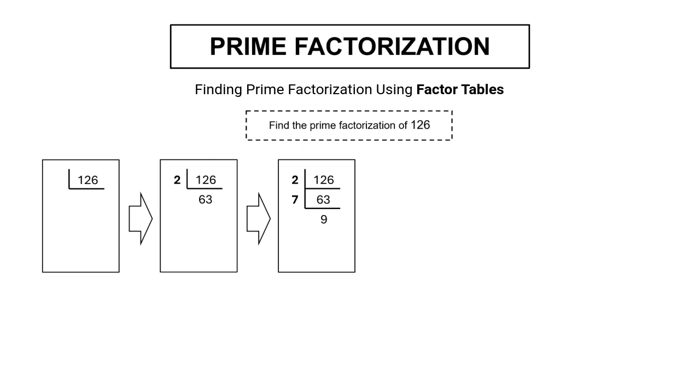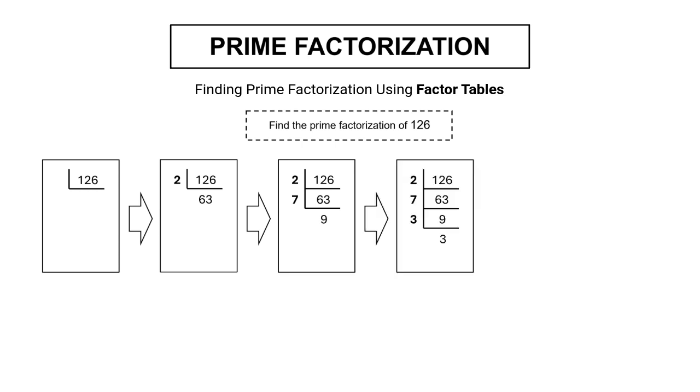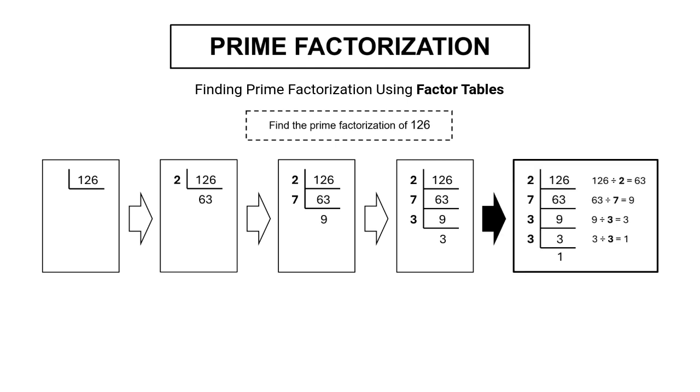Now I need a prime number that goes into 9. We can use 3, and 3 goes into 9, 3 times. And now I need a prime number that goes into 3, and we can use 3. 3 goes into 3, 1 time. And so now we're all the way down to 1, and the factor table is now done.